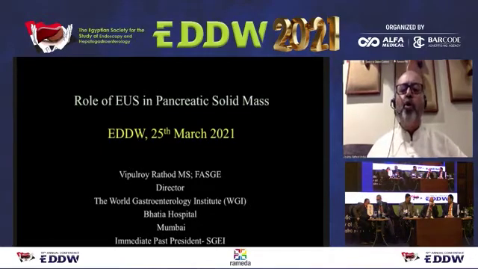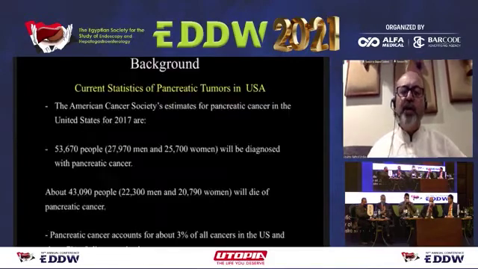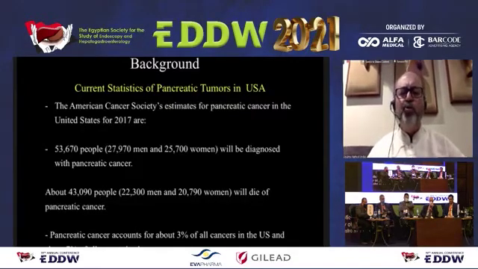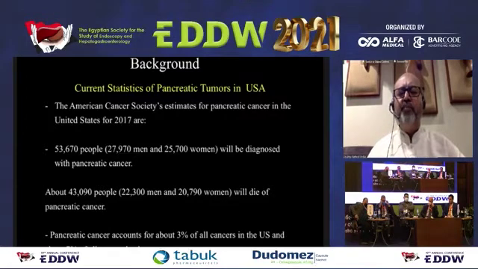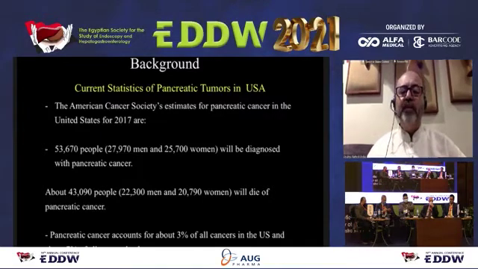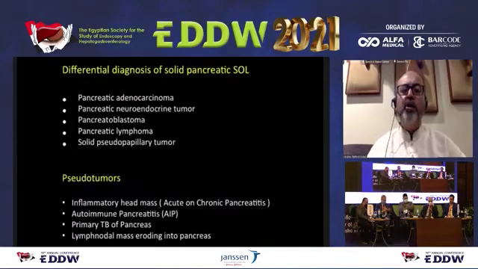So, role of endoscopic ultrasound in pancreatic solid tumors. The reason why we need to understand why we need EUS is that according to some of the international statistics, almost 50,000 patients every year develop pancreatic cancer and almost the same number die. And this is a very, very bad disease, we all know, especially pancreatic cancer.